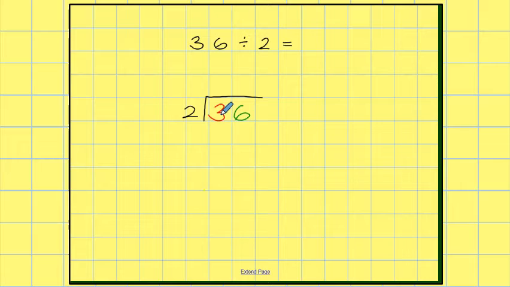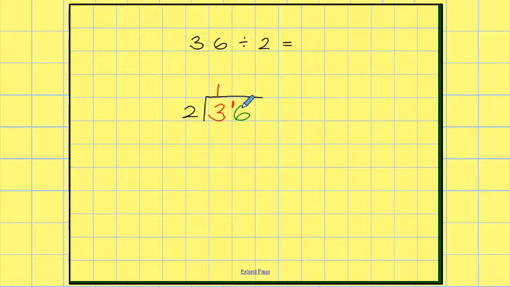How many lots of 2 are there in 3? That's right, there's one lot of 2 in 3. But then I've got some left over, haven't I? So I've got 2 going into 3 once, but there's one left over. And the one left over, we actually carry over and we put here in front of the ones number.